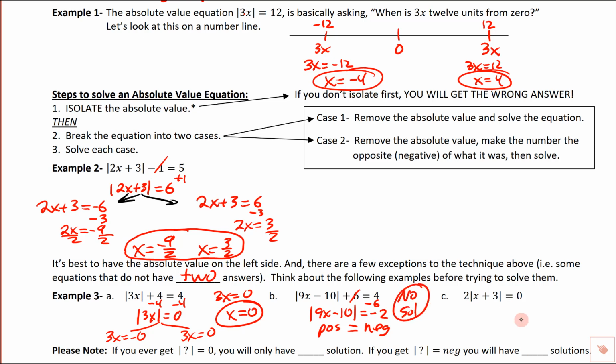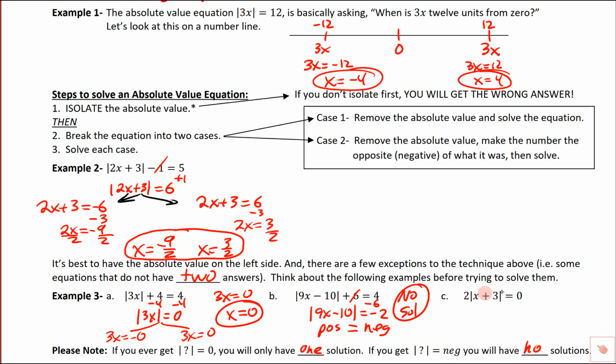So we'll take a look at this last one in just a second, but what I want to point out is if you ever get 0, as absolute value of a number equals 0, you will only have one solution. If you get the absolute value all isolated and it's equal to a negative, then you would have no solutions. Now let's take a look at this one right here. This one's a little bit unique. I want to make sure everybody's clear on how to do this.